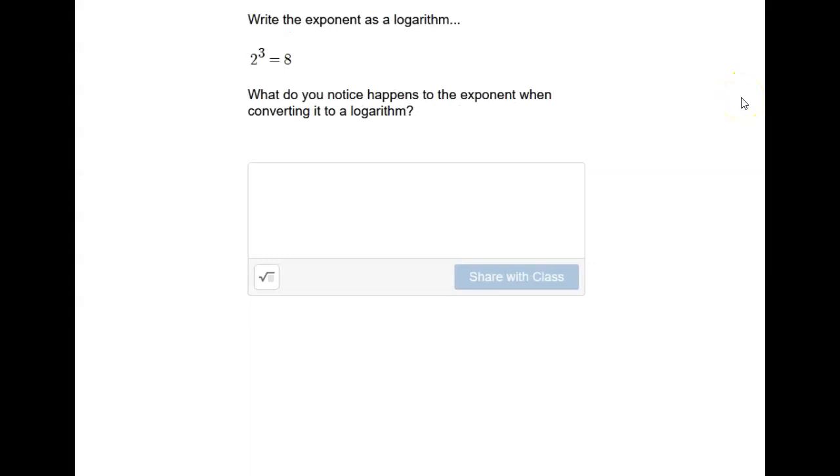Okay, so when you convert it into a logarithm, what do you notice happens to the exponent? So just looking at this one, if we have 2 to the power of 3 is equal to 8, the way that we can rewrite this is log base 2 of 8 is equal to 3. So what happens to the exponent? Well, the exponent starts out right here, but ends up over here. Okay? So the exponent actually is the answer to this log problem. So all logs are is a way to solve for exponents when you don't know what the exponent is.